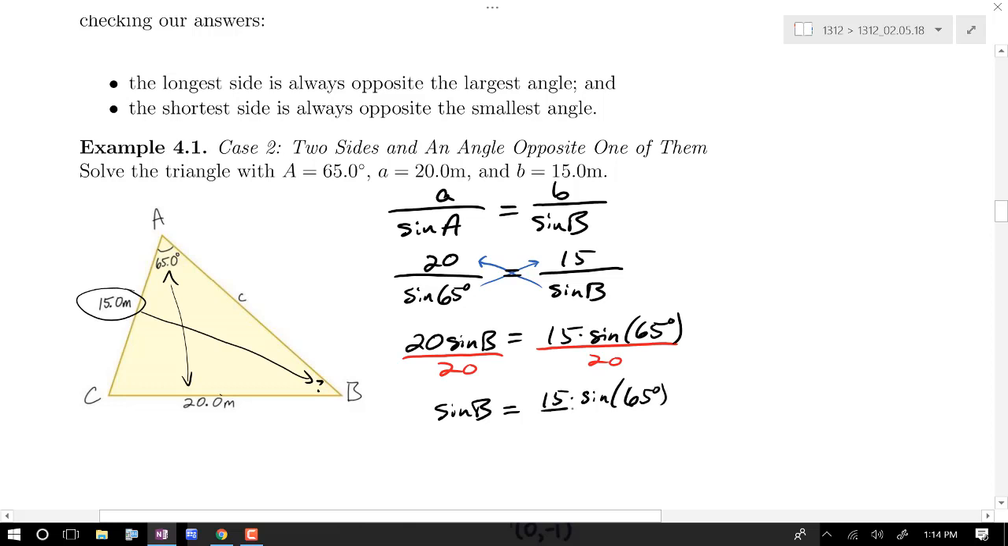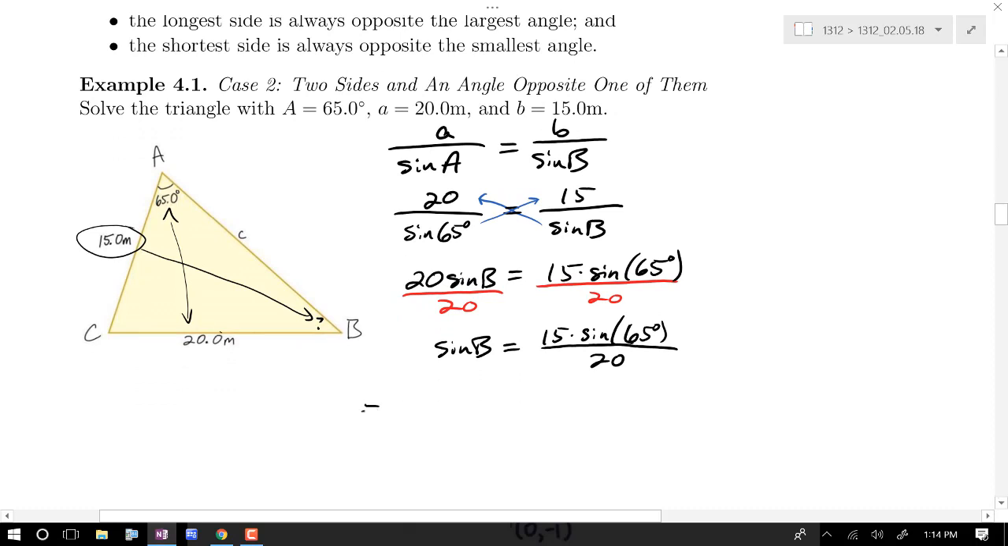I just carry all this down with me. If you like doing the intermediate calculations, that's totally fine. You'll notice I'm just carrying the whole thing through. Now, whatever 15 times sine 65 degrees divided by 20 is, it's some number, so we know the value of sine of B. And if we know the value of sine of B, how do we get the angle B? Arcsine. That's what arcsine does. So angle B is arcsine of this stuff.